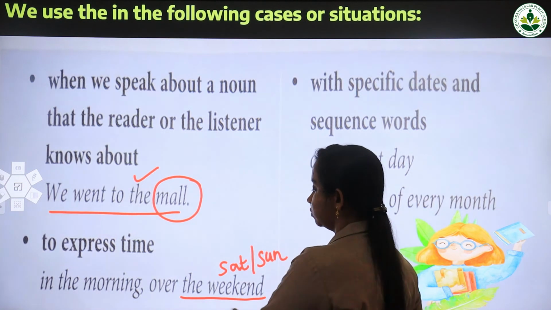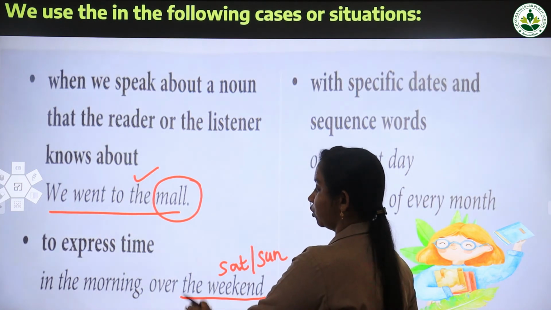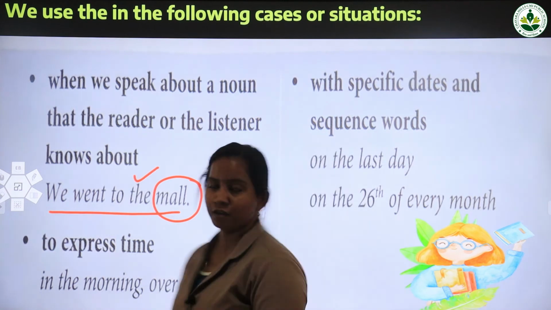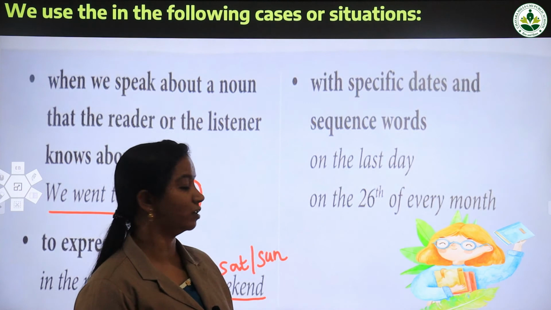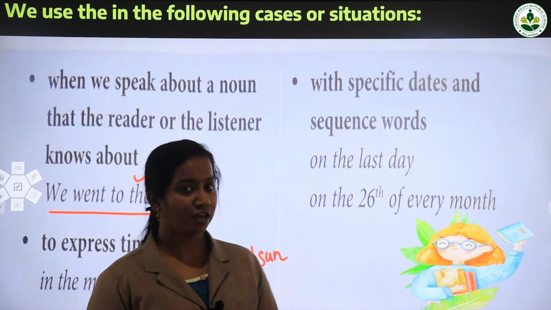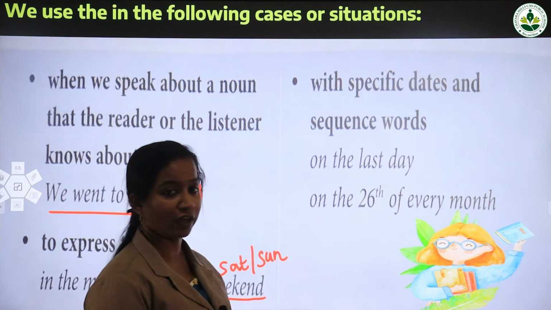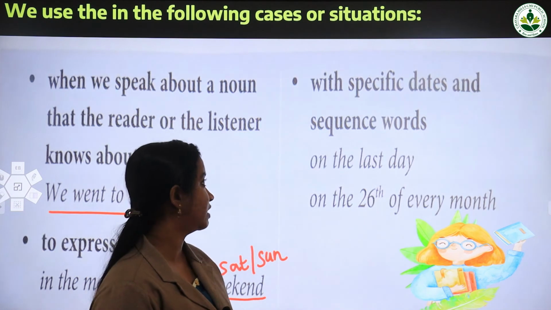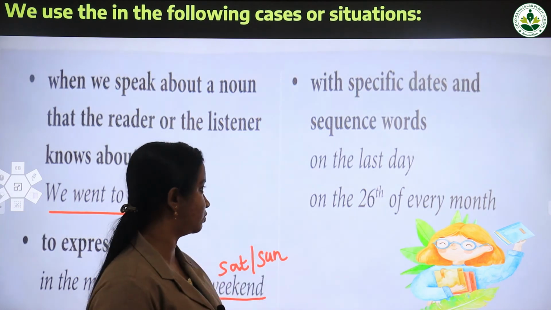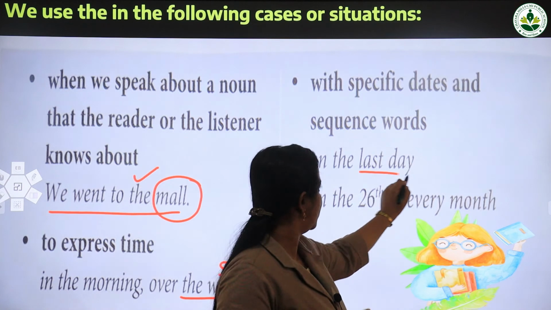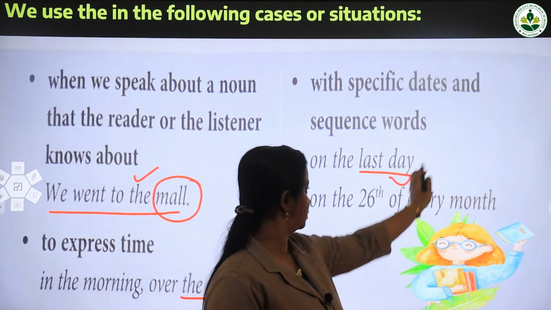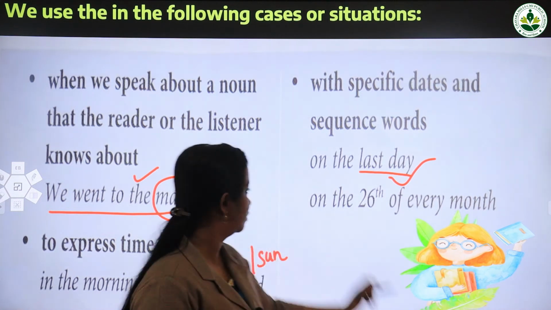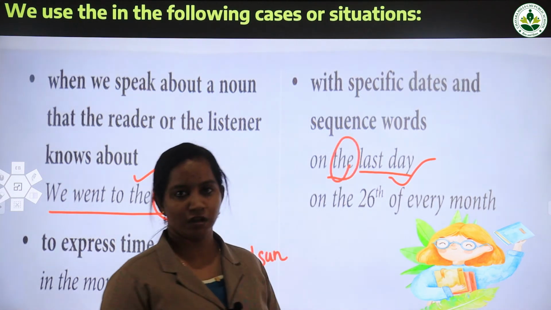So we will be using the article "the" in order to express time. Now just see this box. With specific dates and sequence words, we will be using the article "the" before specific dates if we are sure about the dates and if we are sure about the sequence words. For example, just see "last day". We know this noun, we know the specific date. So we use the article "the" before "last day".